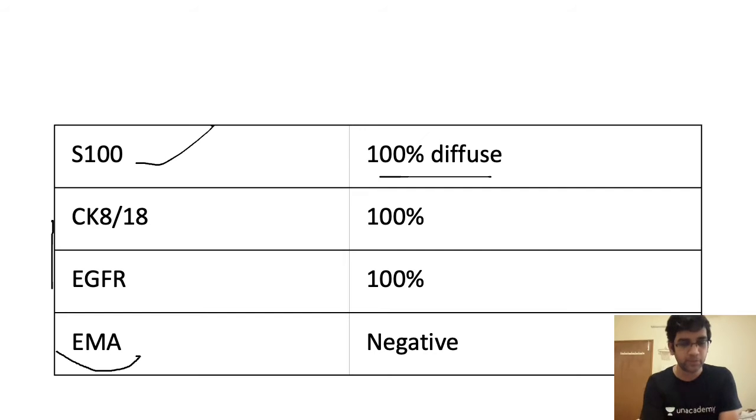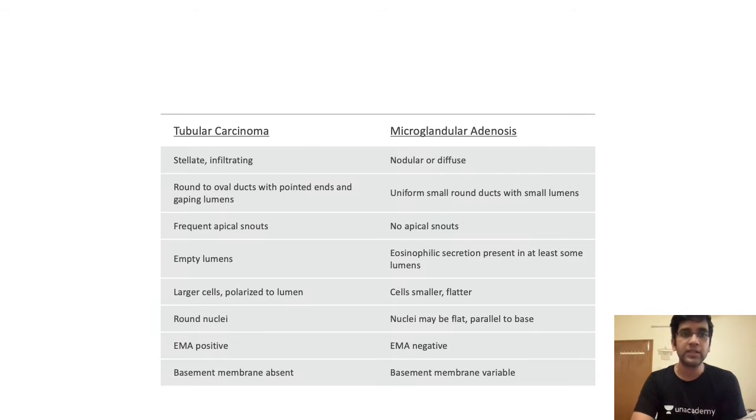So I have a lesion which is a very, very close mimic of a tubular carcinoma of the breast, or it could be just a normal benign lesion. So we have to know the differences between all of them. The first thing, I hope it's a bit small, but I think you'll be able to appreciate it: the difference between tubular carcinoma and microglandular adenosis.